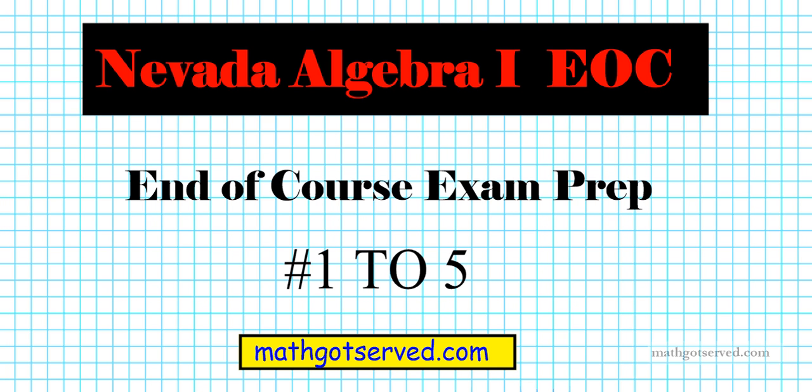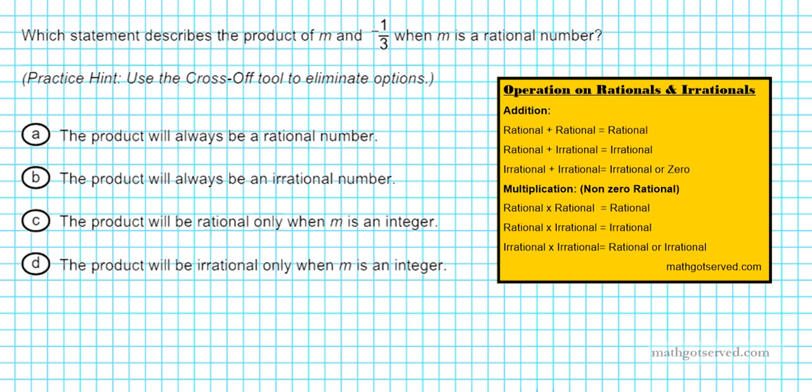In this clip, we're going to be going over problems 1 to 5 of the Algebra 1 end of course release practice questions. All right, let's take a look at the first question. It says, which statement describes the product of m and negative 1/3 when m is a rational number?